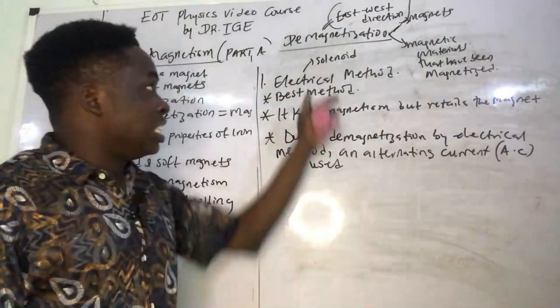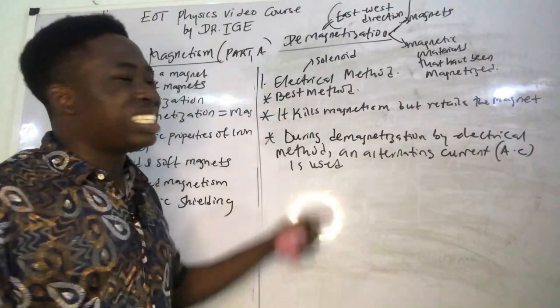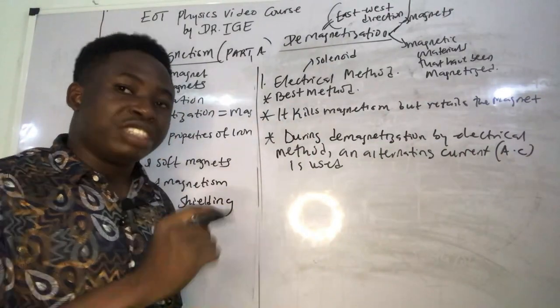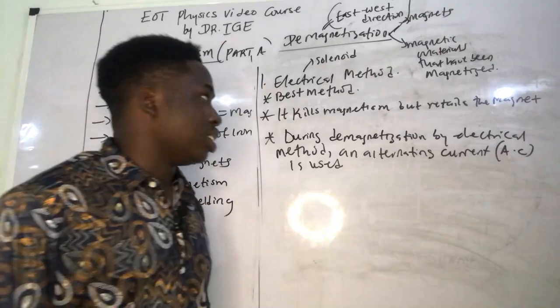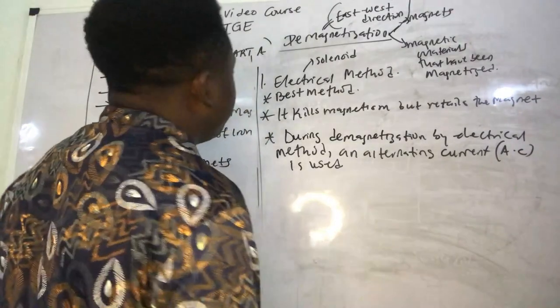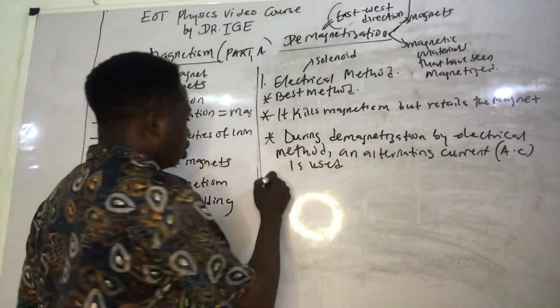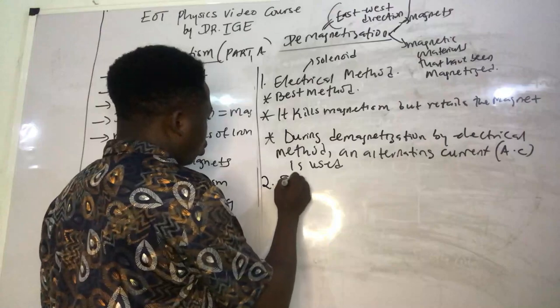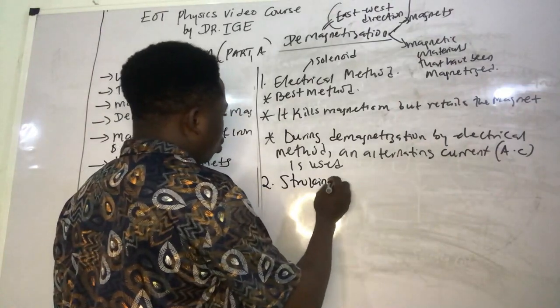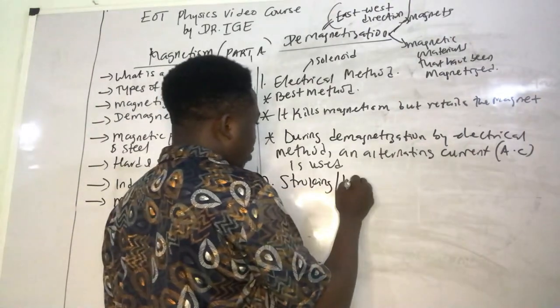So that's it. It's actually the best method. Why? It kills magnetism but retains the magnetic material. Do you understand? That's it about the electrical method of demagnetization. So the other one I'm going to talk about is stroking. You can also call it stroke hammering.